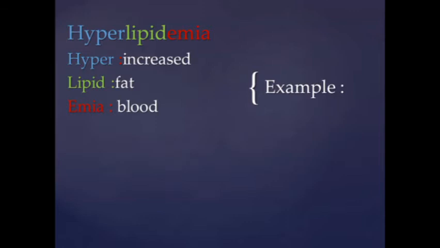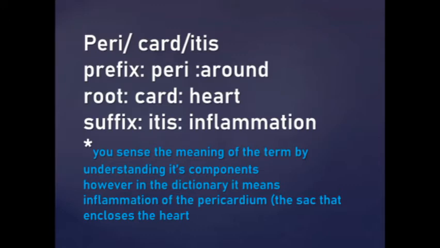So let's see another example. Pericarditis. Peri is the prefix, card is the root, and itis is the suffix. Peri means around, card means heart, and the suffix itis means inflammation. So from this term, you would understand that there is an inflammation around the heart. Okay, so that's an understanding.